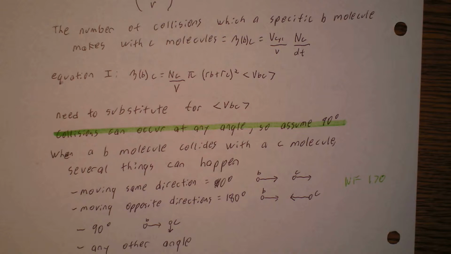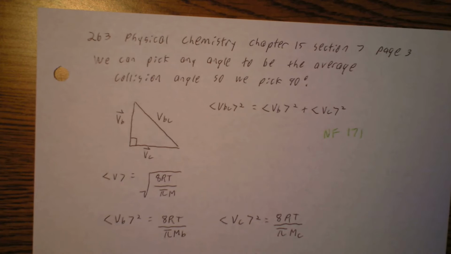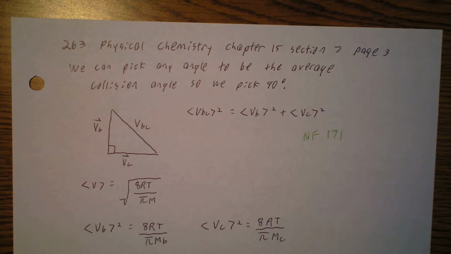So when a B molecule collides with C molecules, several things can happen. If they're moving in the same direction, that's 0 degrees, or they're moving in opposite directions, that's 180 degrees, or they can be perpendicular, that's 90 degrees, or they can be any other angle. Like I said, we could pick any angle to be the average collision angle, but we're just going to arbitrarily pick 90 degrees. Now here's the Pythagorean Theorem again.